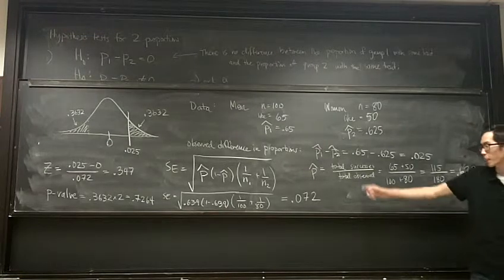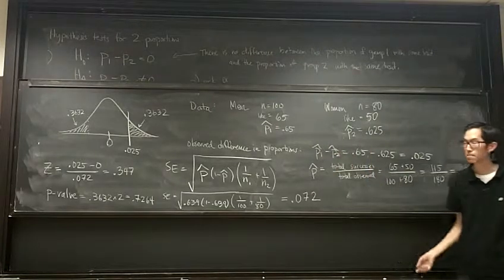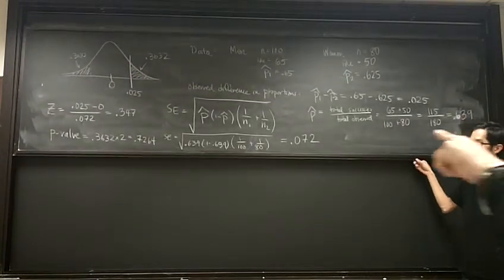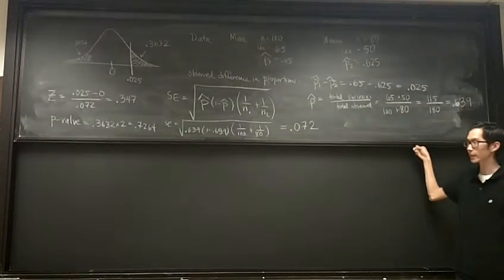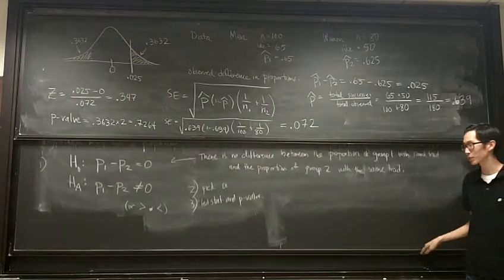P hat minus q and... You can put in p1 hat minus p2 hat. Okay, so you need to use that p hat formula in order to get your standard error. Correct. Yeah, there's just additional steps. It's more steps.